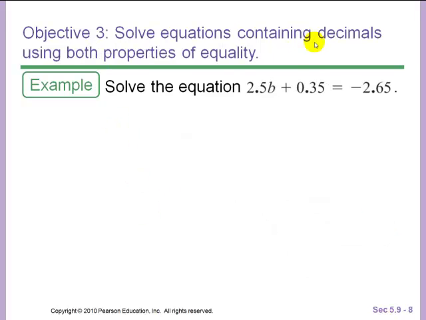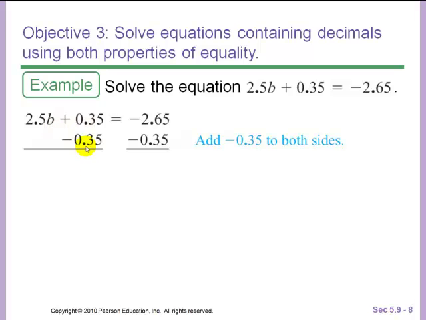Objective 3. Solving equations using both properties. We have 2.5b plus 0.35 equals negative 2.65. The b is on the left, and we have to deal with the addition and the multiplication. When you're solving equations, a lot of times you're basically doing the order of operations backwards. So you start with the addition subtraction and then work with the multiplication. So we're going to start by subtracting 0.35 from both sides, or thinking of it as adding a negative 0.35 to both sides. Remember that adding a negative is the same as subtracting.